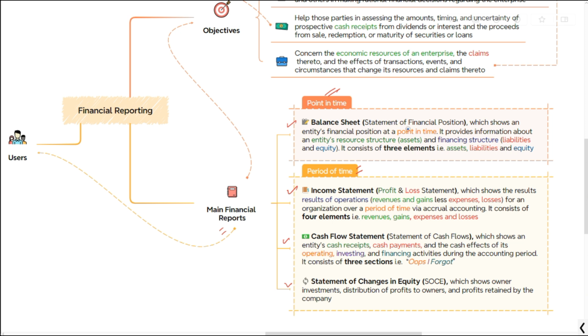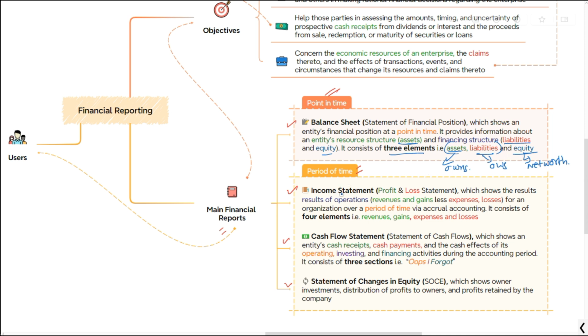The balance sheet is also known as a statement of financial position. It provides information about the entity's resource structure. The entity's resource structure is the assets, and the financing structure is the liabilities and the equity. The balance sheet consists of three elements: the assets, the liabilities, and the equity. An asset is what the company owns. They are the resources of the company. Liabilities is what the company owes, and equity is the net worth. Equity is also the difference between assets and liabilities.